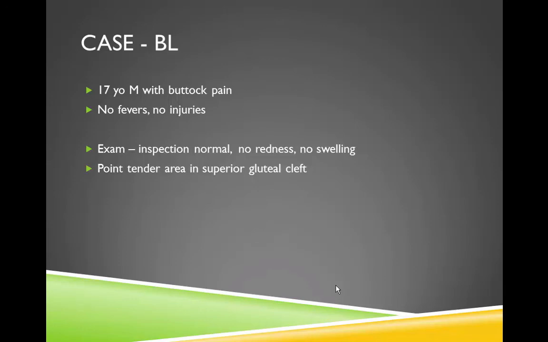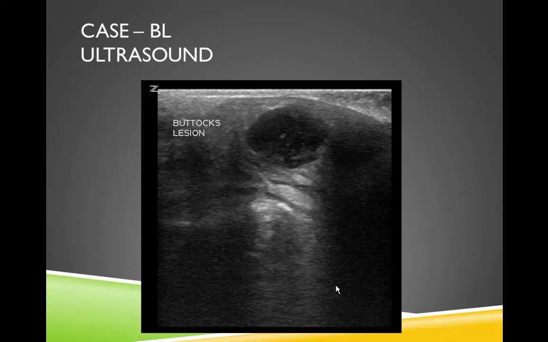And you take a look, you don't really see anything. The skin looks normal, there's no redness, there's no swelling, there's no bruising, there's nothing. But you can find an area of very point tenderness right in the superior gluteal cleft. He almost has to point for you to show you where the tenderness is. So what do you do? Well, if you've got an ultrasound machine, you can ultrasound it, and here's what you find.